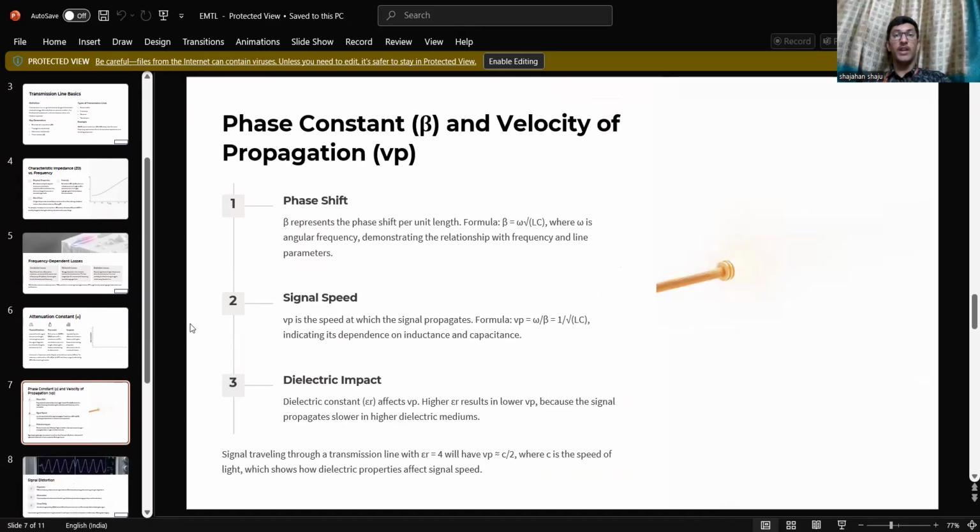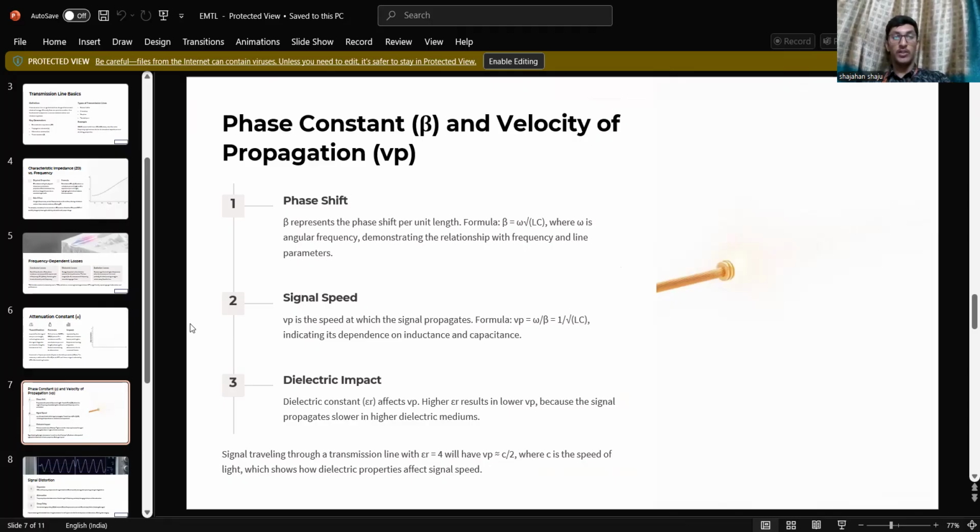Phase constant beta, related to velocity of propagation Vp, which is phase shift. Beta represents the phase shift per unit length. Formula: beta equals omega root of L into C, where omega is the angular frequency, demonstrating the relationship with frequency and line parameters.